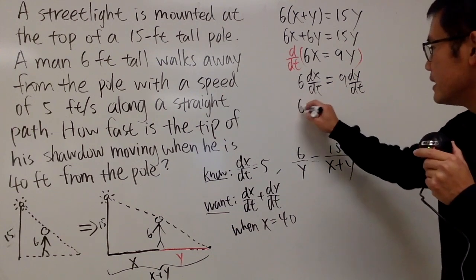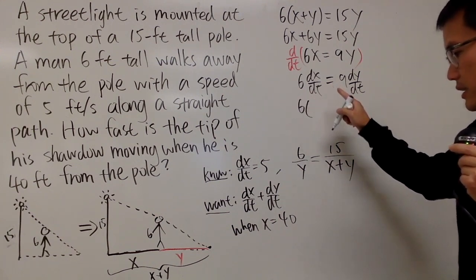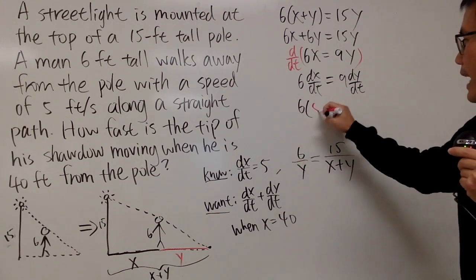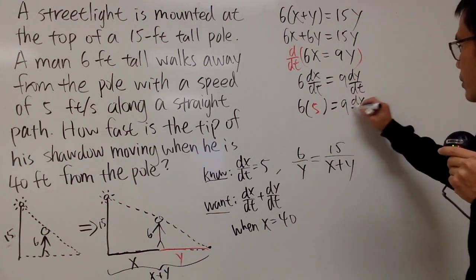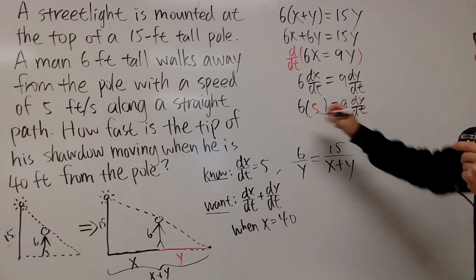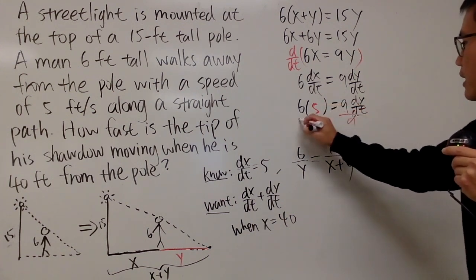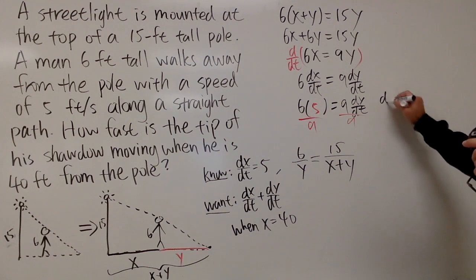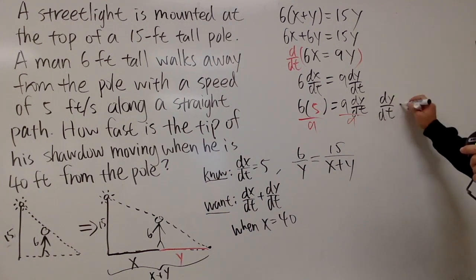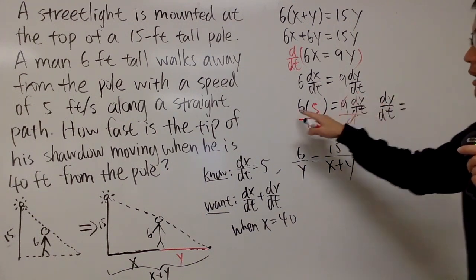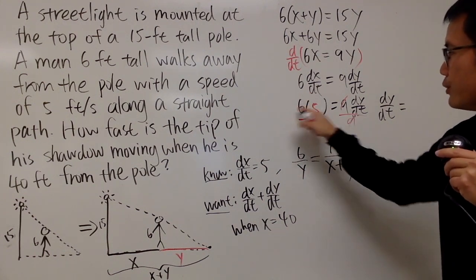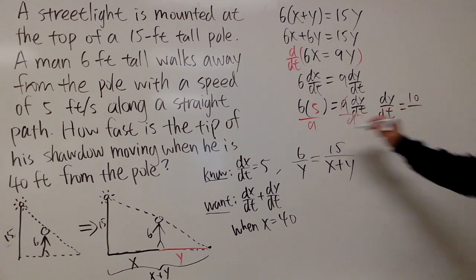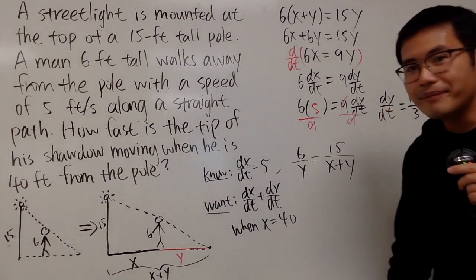This right here is 6 and dx/dt is 5. So we know that. And then 9 is 9. dy/dt we don't know, so I'll just put that down. And of course, we can just divide both sides by 9. Then we can see that dy/dt is equal to, well, reduce that. So you get 2 over 3, and 2 times 5 is 10. And then on the bottom, we have 3, like this, right?